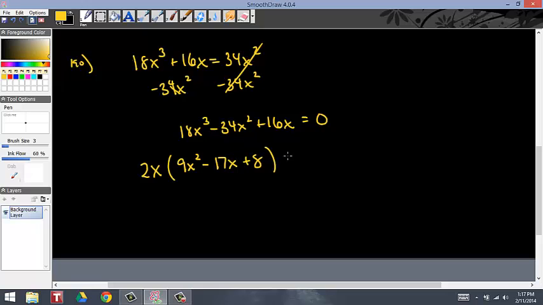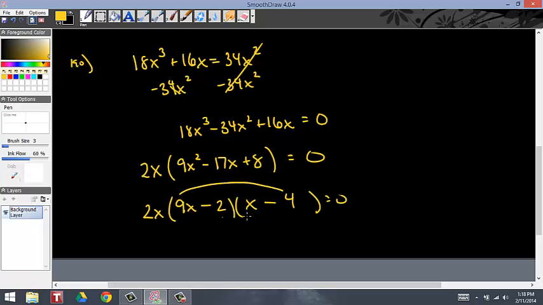Plus 8 equals 0. Okay, so now I'm going to get 2x, and then this is going to be equal 0. So I get, let's try 9x and x. I know it's going to be negative, negative. What are two numbers that multiply to 8? 2 and 4? 2, 4. Here, 36 minus 2. 36 and 2 can give me 17 when I add them together? Nope. Try again.